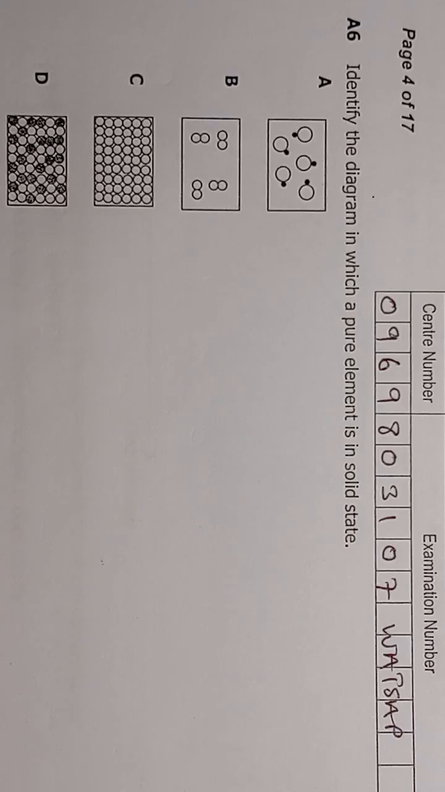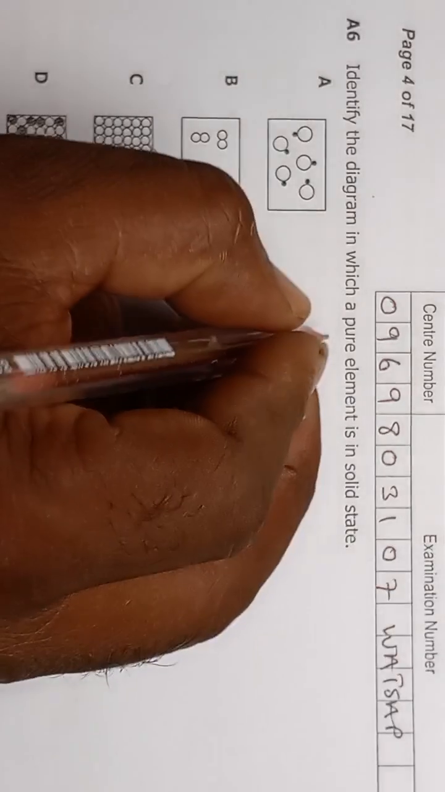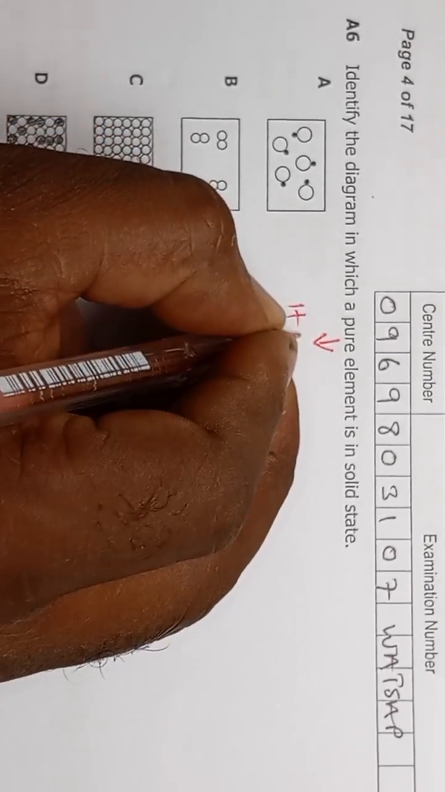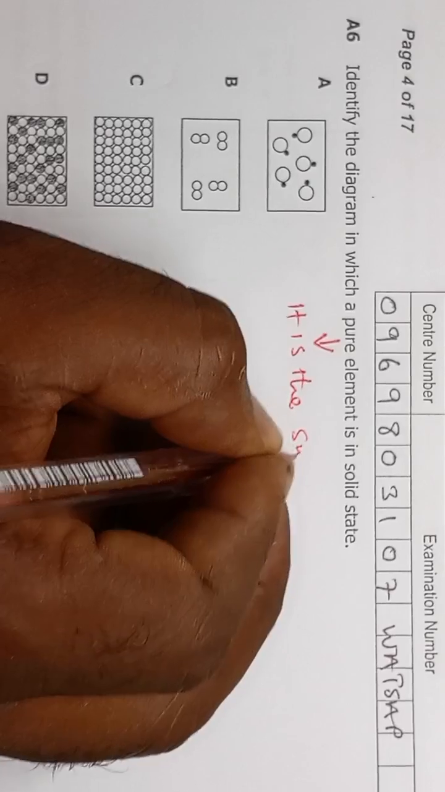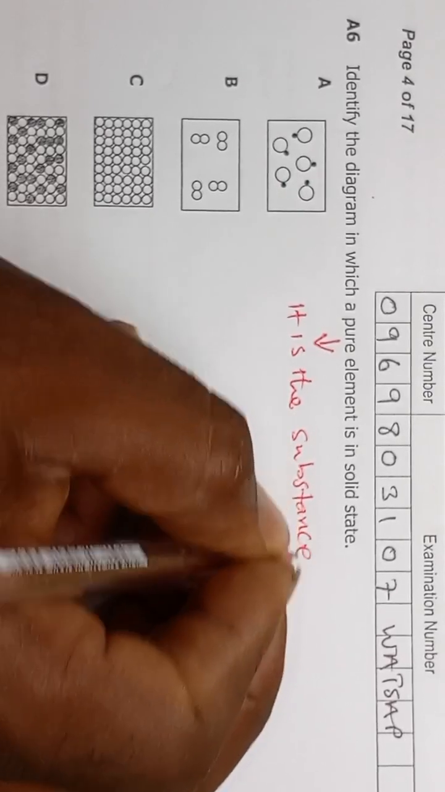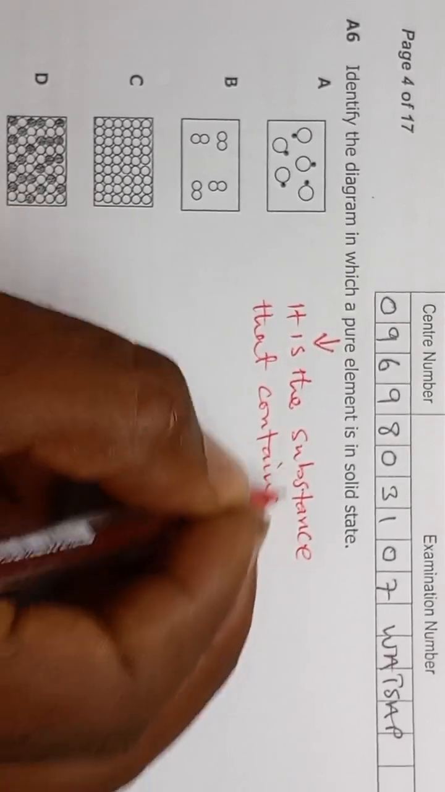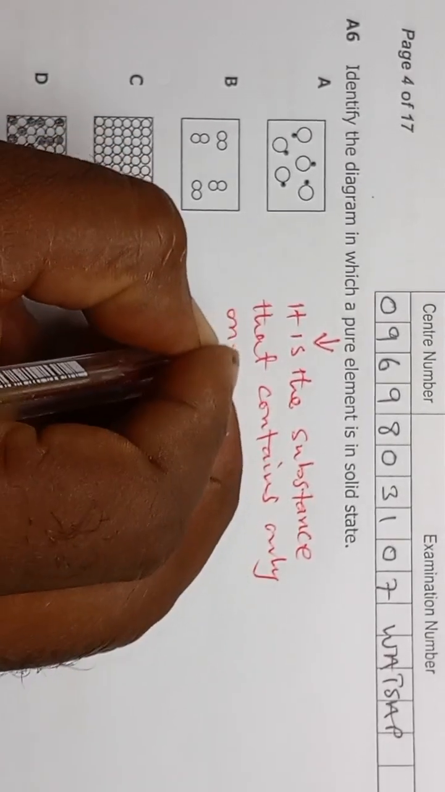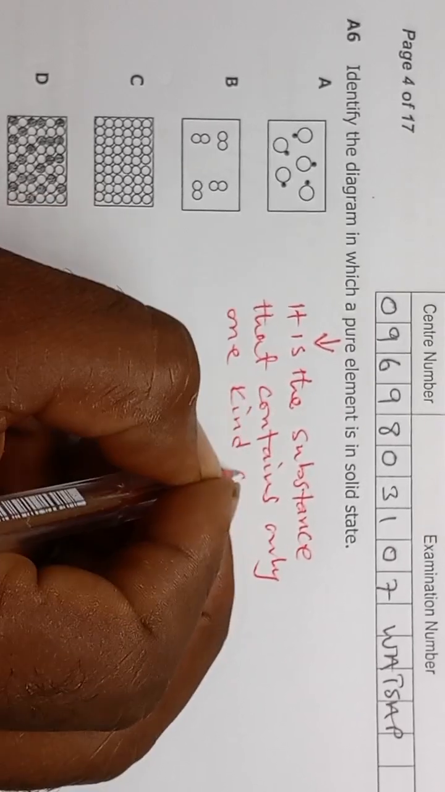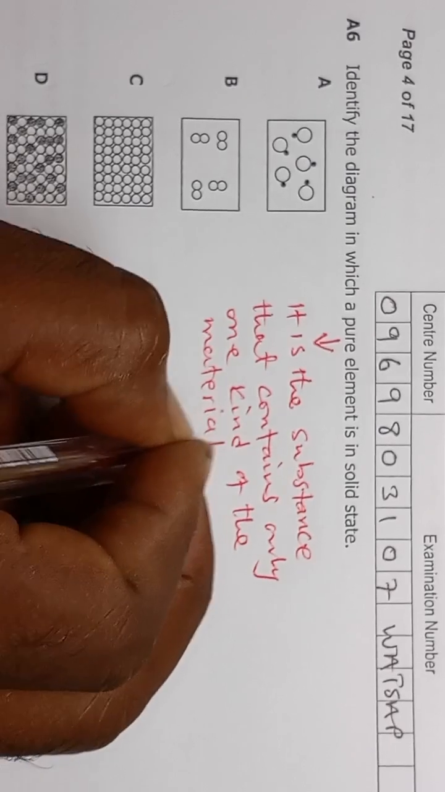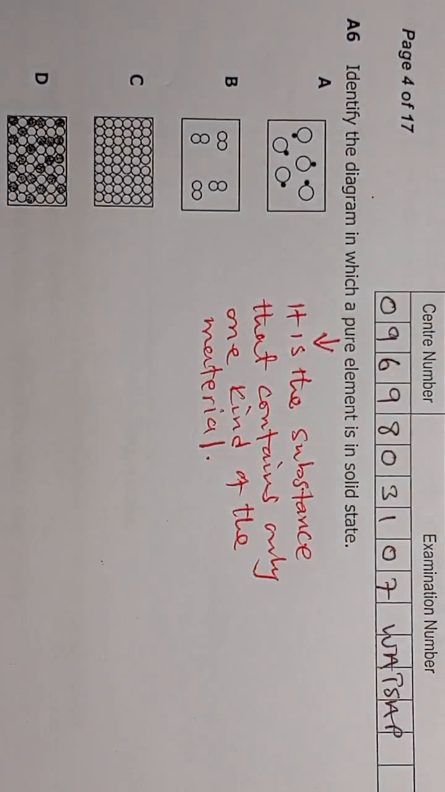Question 6. Identify the diagram in which a pure element is in solid state. So we need to understand what is a pure element or a pure substance. A pure substance or a pure element is a substance that contains only one kind of material. So that is what we call a pure substance or a pure element.